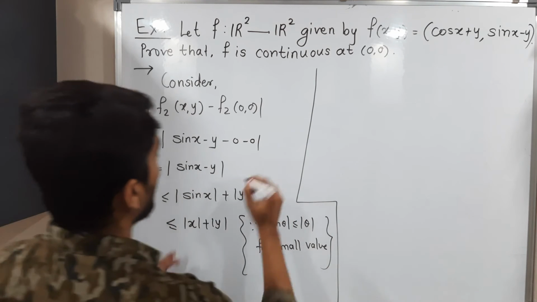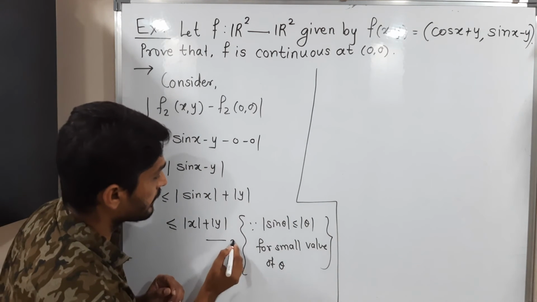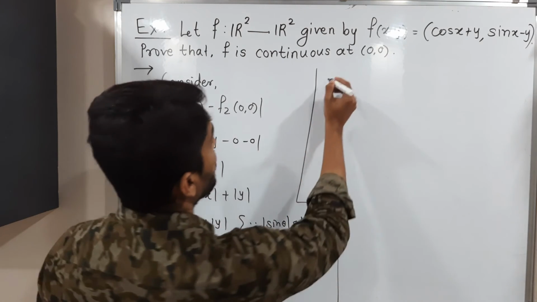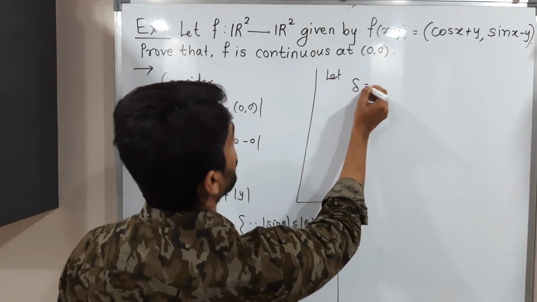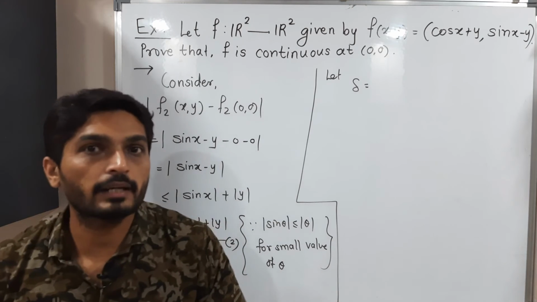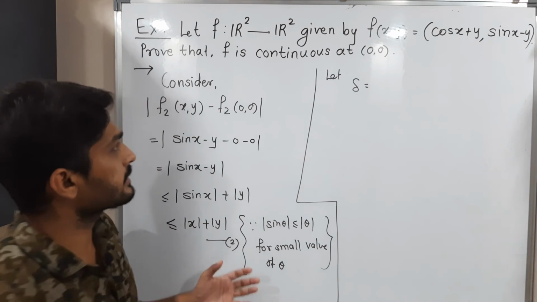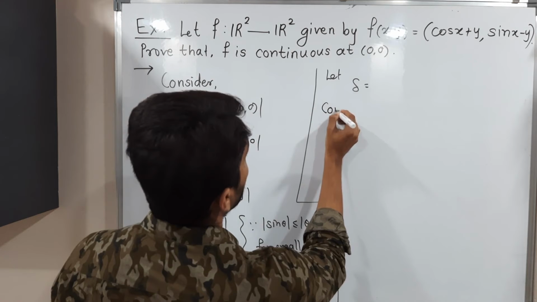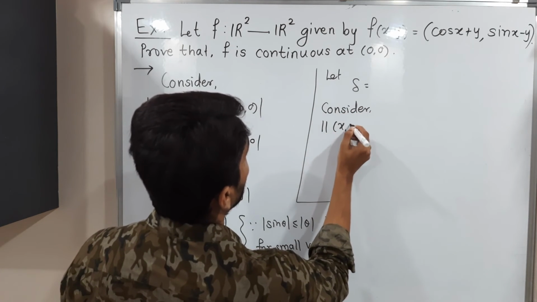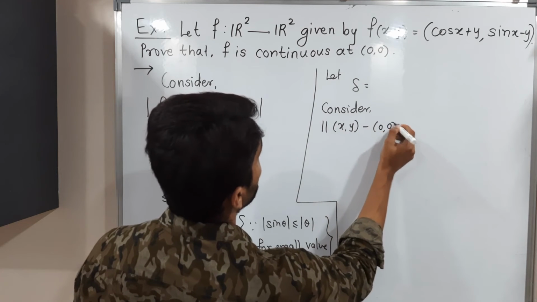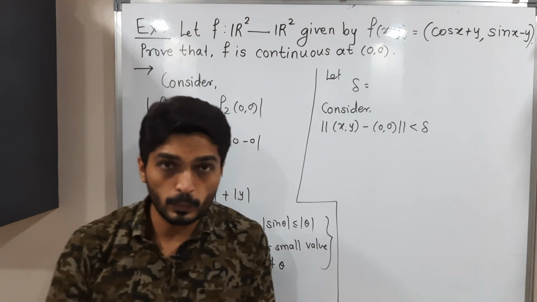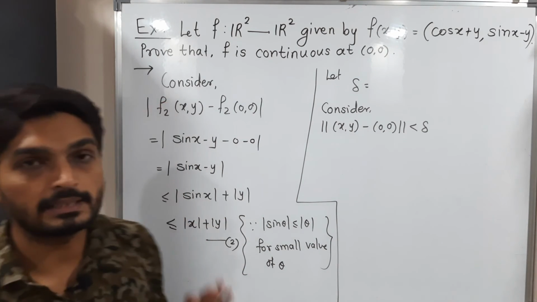So after that, I will call it inequality number 2. After that we have to select a delta. So let delta be equal to, but here we really don't know the value of delta. No problem, we will keep it blank and go further. So let us now consider norm of (x,y) minus (0,0) less than delta. We will consider this and we have to prove that this mod should be less than epsilon.